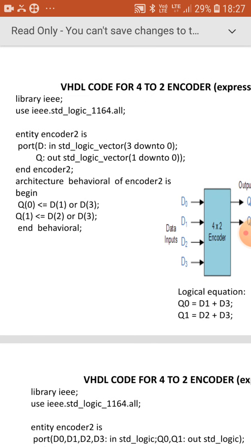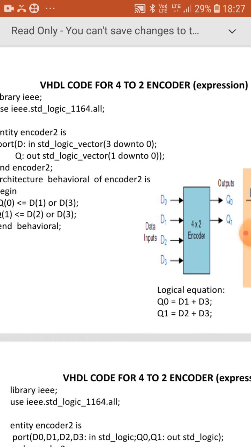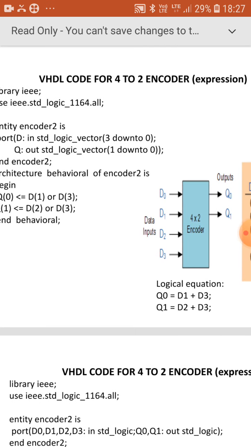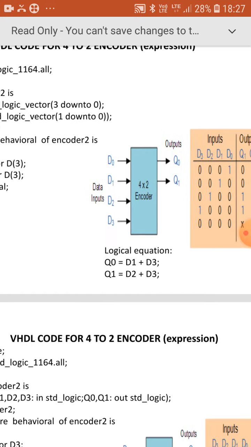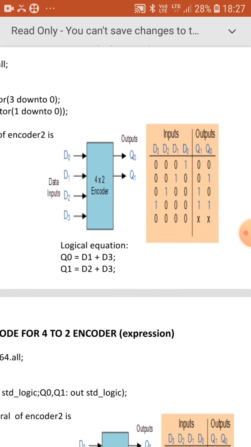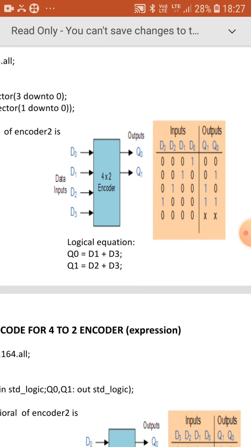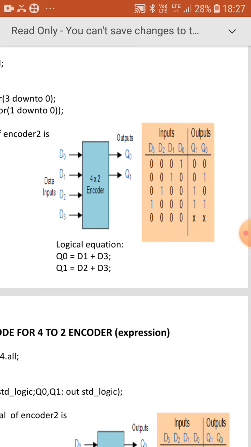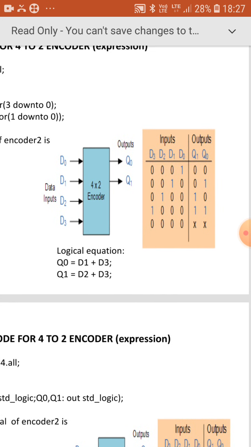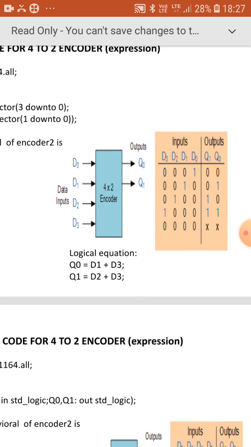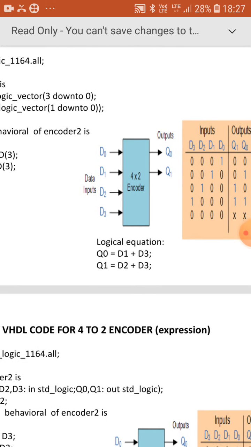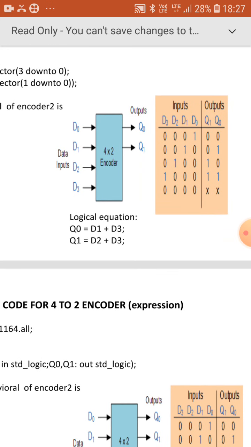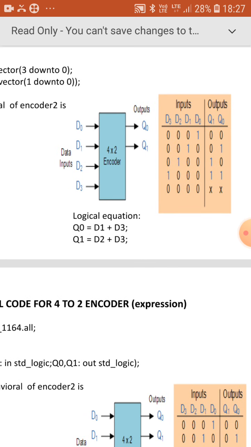Okay, next we will see about VHDL code for 4 to 2 encoder using logical equation. Okay. You see the table here. Just you see the Q1 column. Q1 is 1 when D2 is equal to 1 or D3 is equal to 1. So Q1 is equal to D2 or D3. So D2 plus D3. Plus means logical OR.